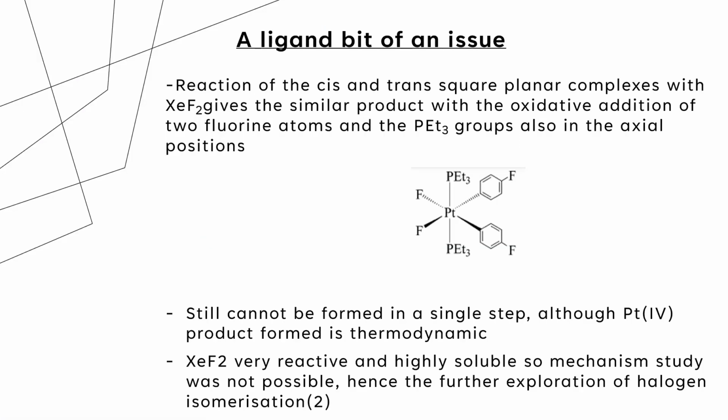A small issue that is discussed in the article that is definitely worth noting is that the reaction of the cis and trans square planar complexes with xenon difluoride actually gives a very similar product, whereas the triethylphosphine groups are in axial positions as opposed to the iodine. Now, this product cannot be formed in a single step, although it is actually the thermodynamic product, which means it is more favourable. But they could not isolate this product to look at the mechanism, as xenon difluoride is a very reactive and highly soluble substance.